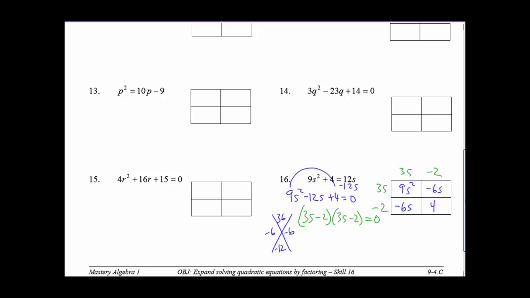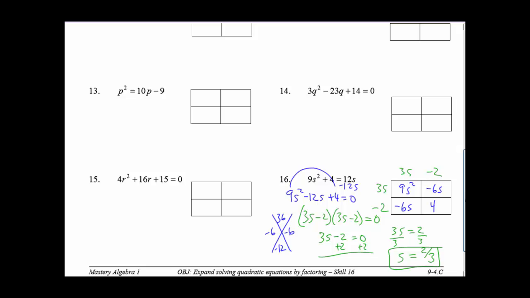Notice both factors are the same, so we can go 3s minus 2 equals 0 only one time. We're going to add 2 to both sides. Get 3s equals 2. When you divide by 3, you get s is equal to 2 thirds.